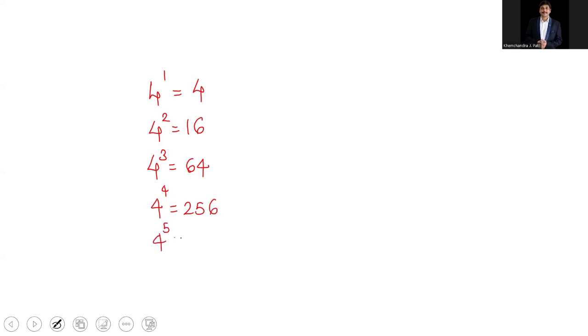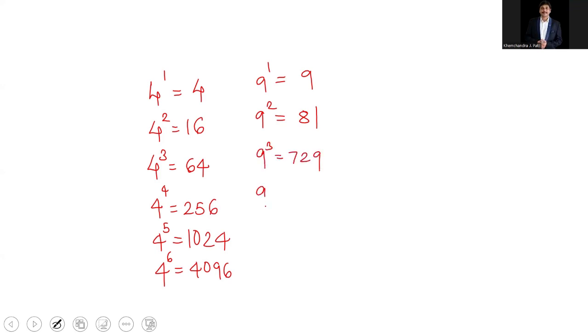ओके, मैं आगे भी जाना चाहूंगा. 4 raised to 5 होता है 1024, एंड 4 raised to 6 होता है 4096. ओके, कुछ 9 के भी मैं पावर्स लिखने की कोशिश करूंगा. 9 raised to 1 is 9. 9 का स्क्वायर होता है 81. 9 का क्यूब होता है 729. एंड 9 raised to 4 होता है माय डियर फ्रेंड 6561.